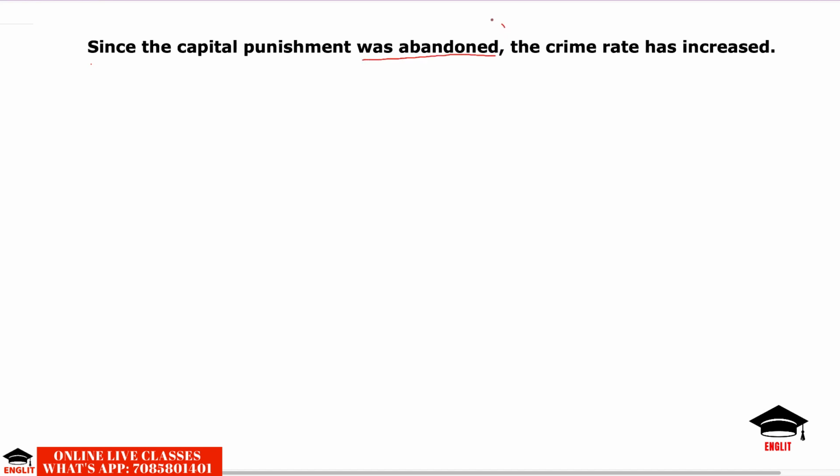The first ever question is, since the capital punishment was abandoned, the crime rate has increased. Now we have to find the error. So the error lies in this part, was abandoned. Abandoned is wrongly used here in this sentence. In its place, abolished should be used.